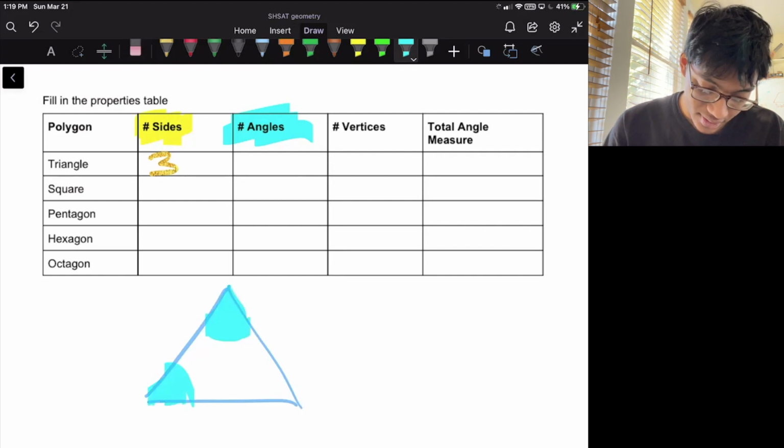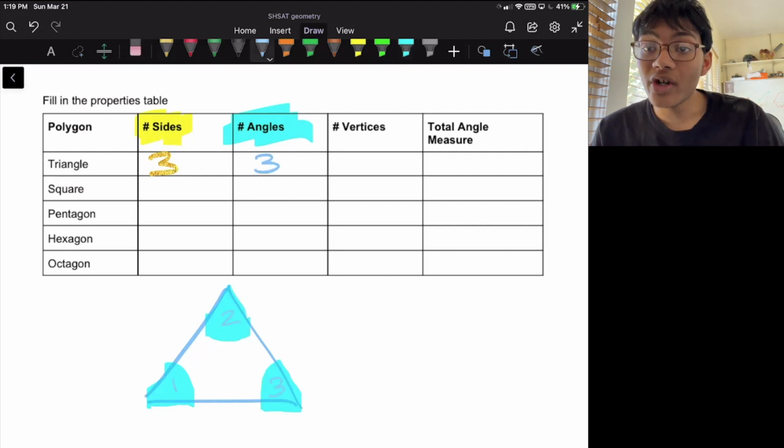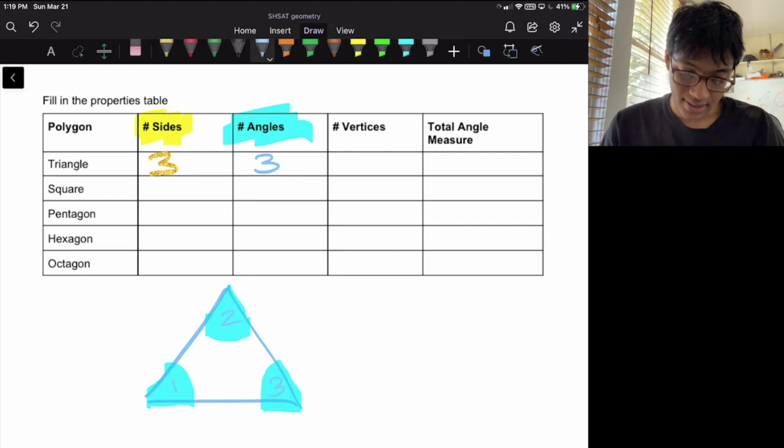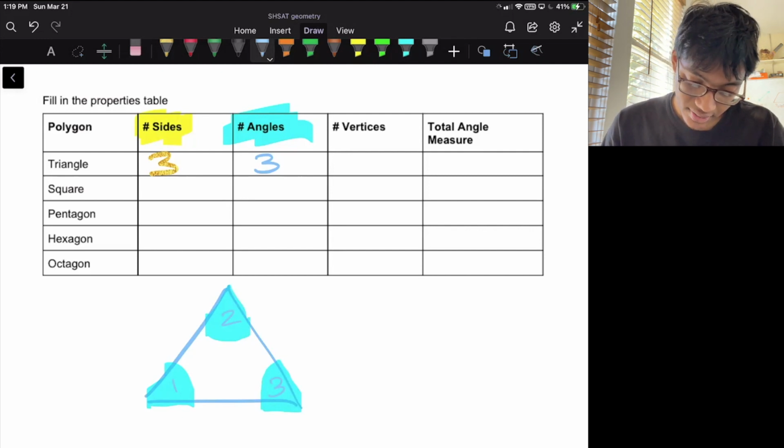So how many angles are there in all? Well, there's three angles, right? One, two, and three. So our triangle has three angles. What about vertices? Well, remember, vertices are basically where two line segments meet. So here's one vertex, here's another vertex, here's another vertex. So our triangle has three vertices.